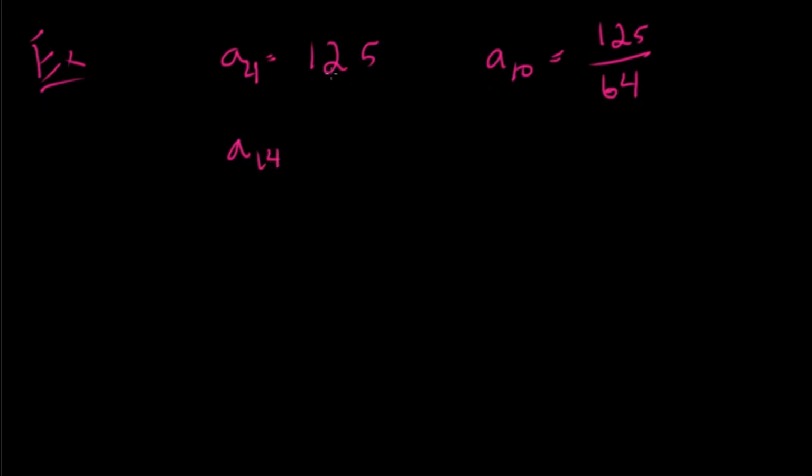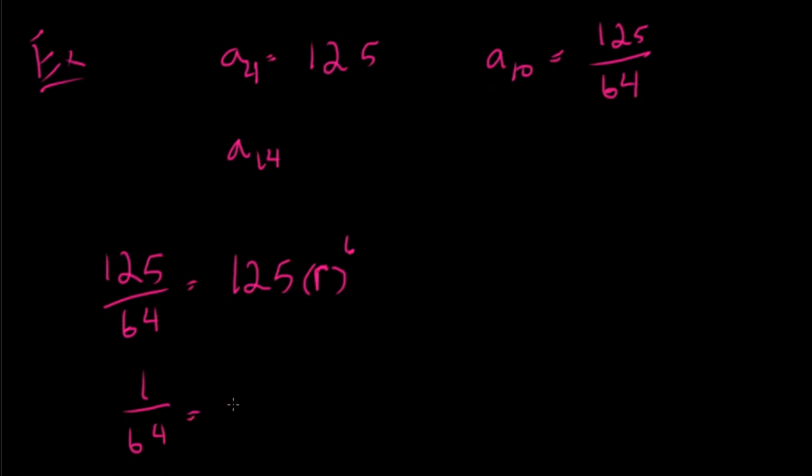Well, I know that the 10th term is 125 over 64, and I know that it takes me 6 iterations of that constant ratio to get to this from 125. So let's figure out what this ratio is. That's pretty much going to be enough to define this sequence. So 6 of these gets me to 125 over 64. We need to figure out what r is. A little bit of algebra gets us there. Divide by 125 on both sides. Take the 6th root. r, I believe, is going to be 1/2.